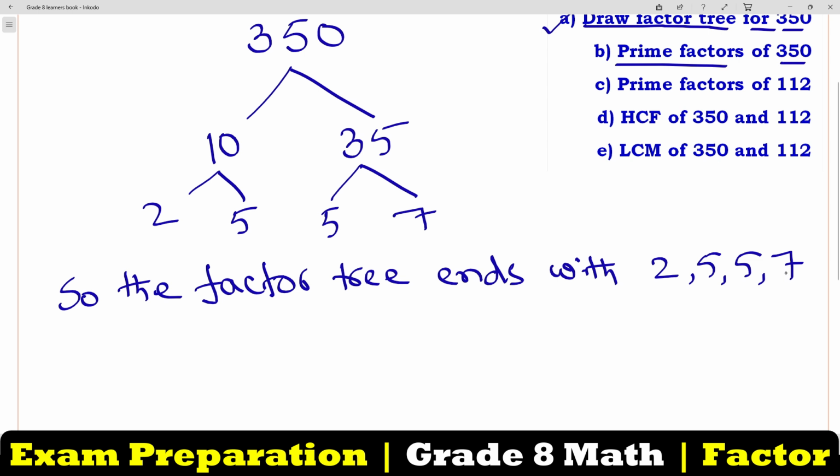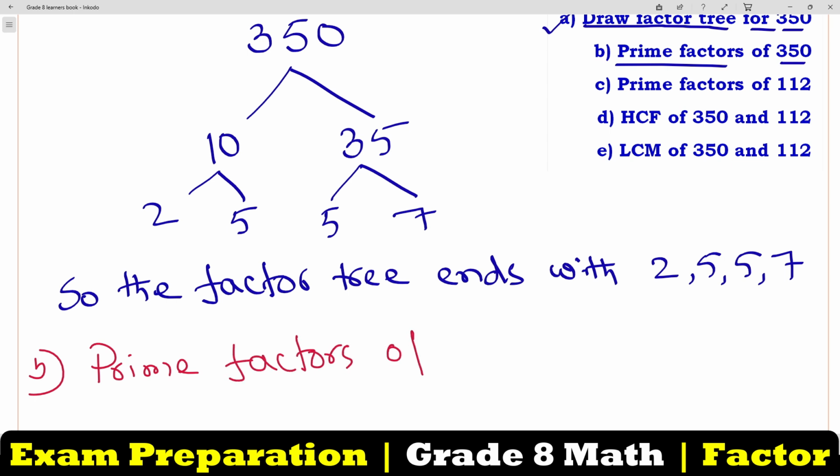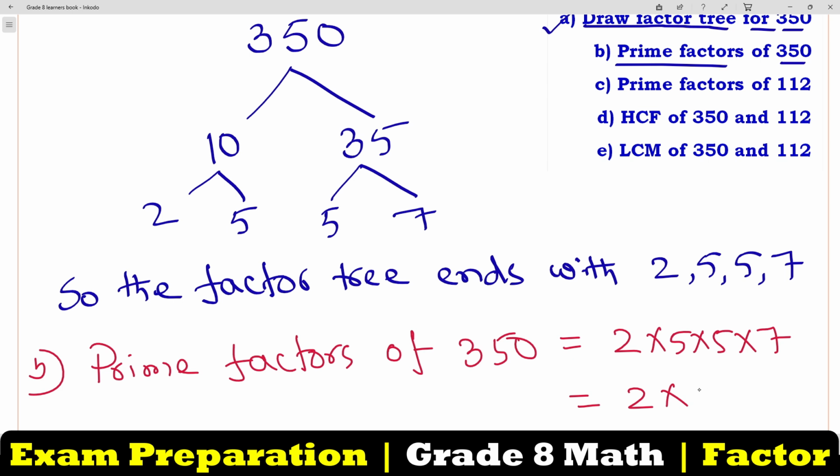Number B, prime factors of 35. We already found the prime factors of 350. So for number B, the prime factors of 350 are 2 times 5 times 5 times 7. This can also be written as 2 times 5 squared times 7. So this is our factorization of 350.